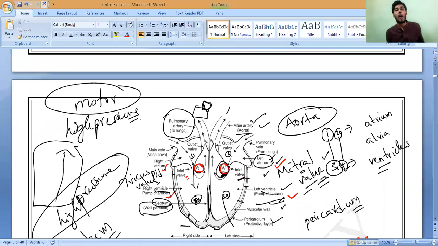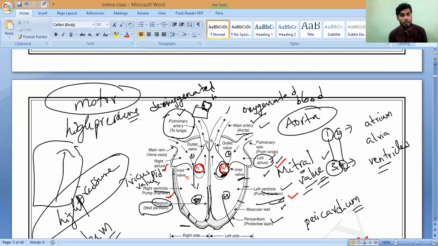A special case. All the arteries will carry what, oxygenated or deoxygenated blood? Oxygenated blood. Every artery transports oxygenated blood, except one. What is that? The pulmonary artery, which will carry deoxygenated blood.